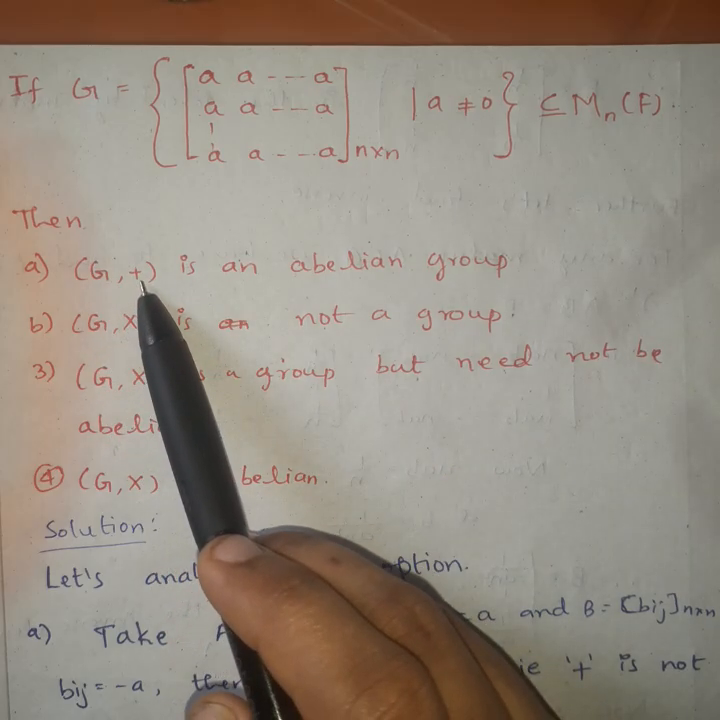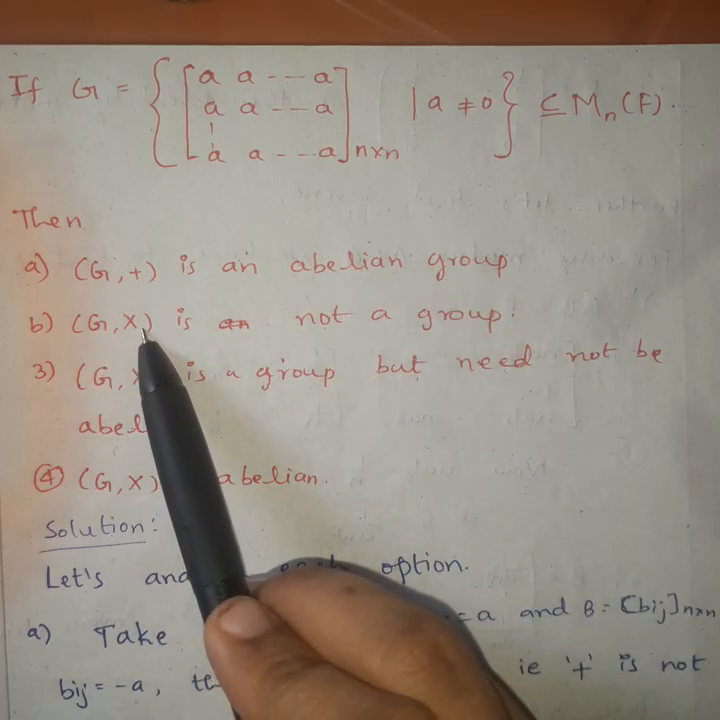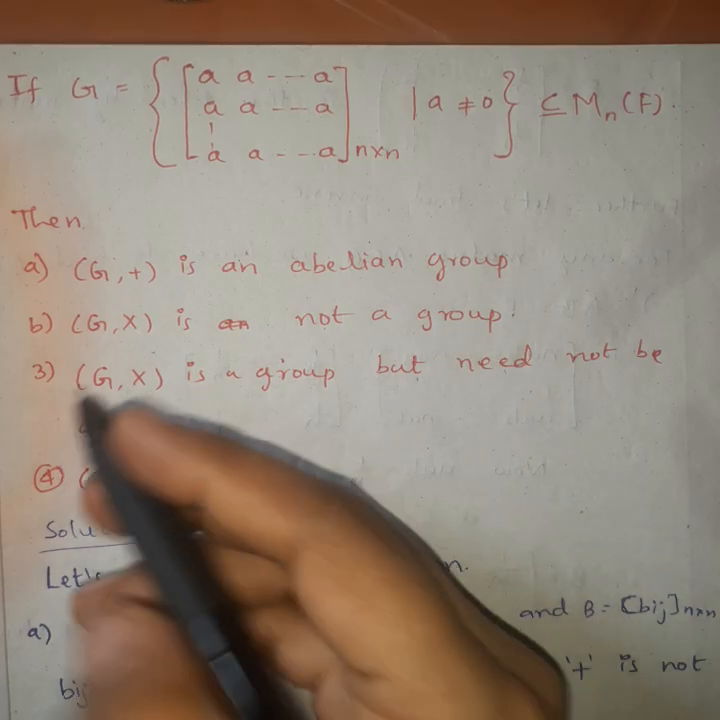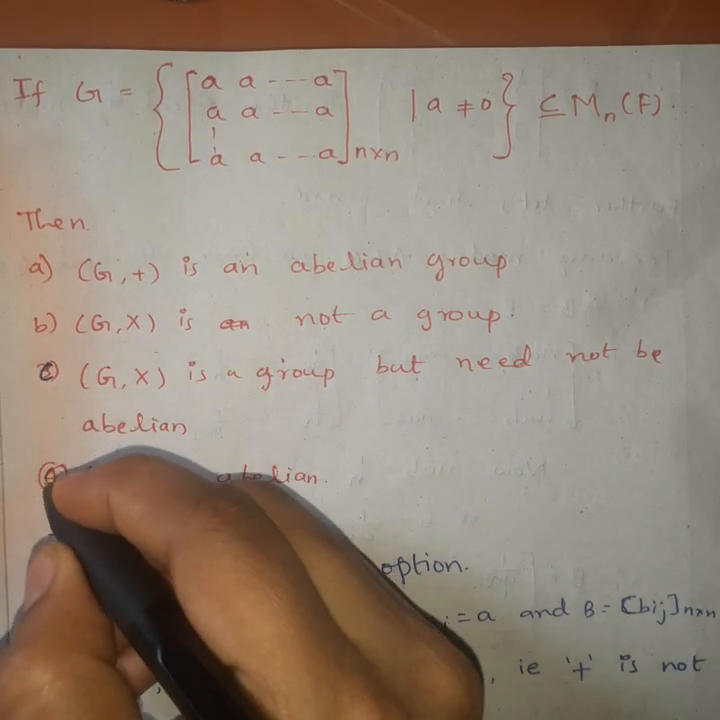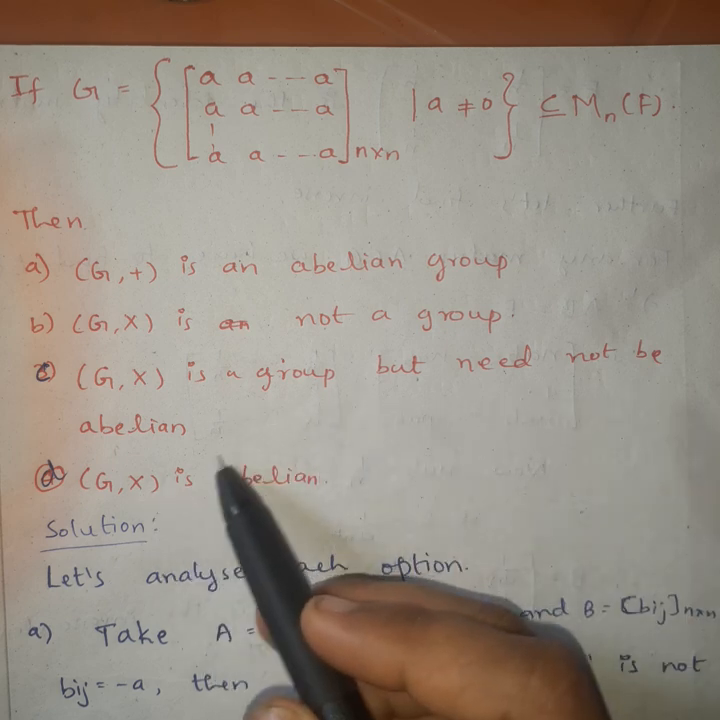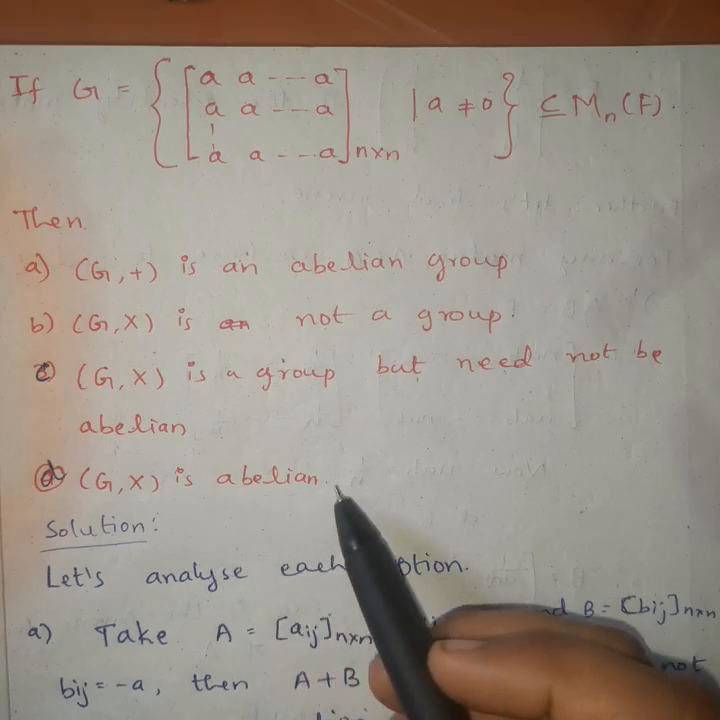Option A: G with respect to addition operation is an abelian group. Option B: G with respect to multiplication is not a group. Option C: G with respect to multiplication is a group but need not be abelian. Option D: G with respect to multiplication is abelian.